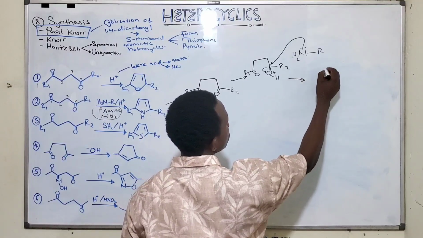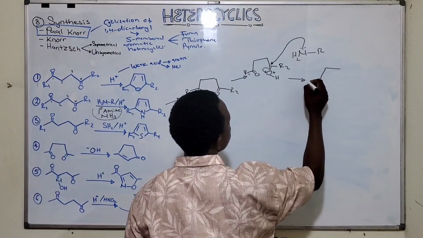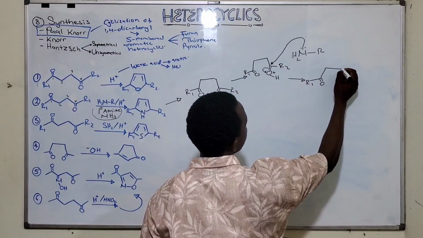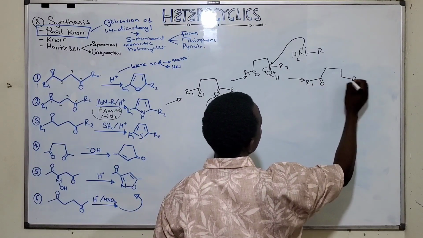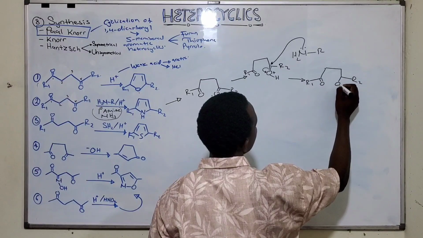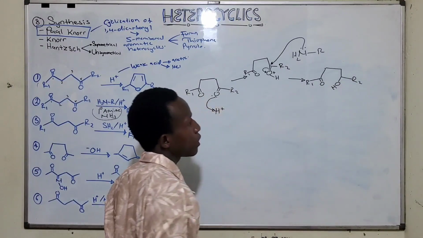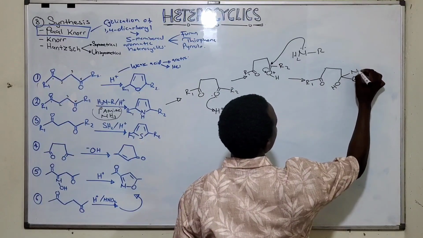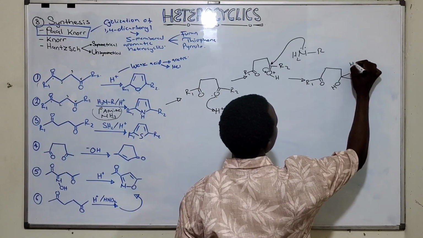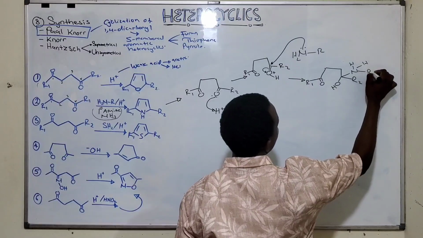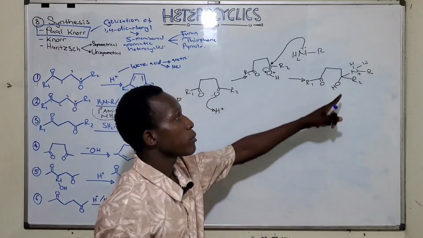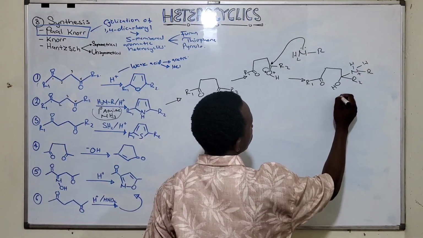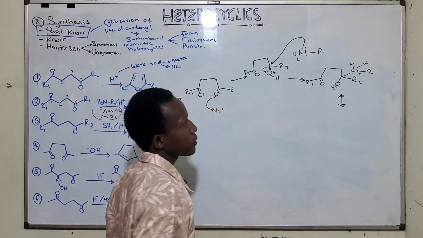So we shall form this with R1, oxygen, R2, then you're having OH. You're having OH with N, hydrogen, another hydrogen, and R group, but it's now positively charged. It's positively charged. So here we shall have a proton shift.